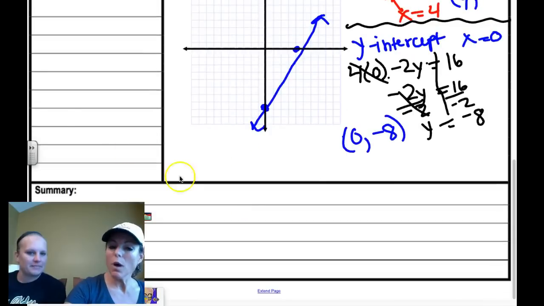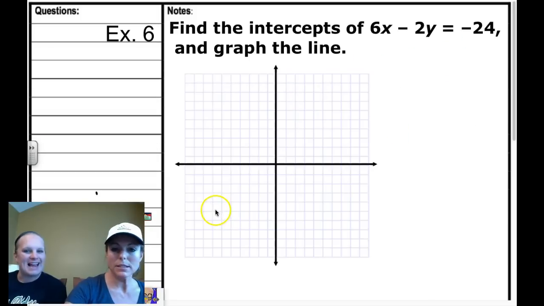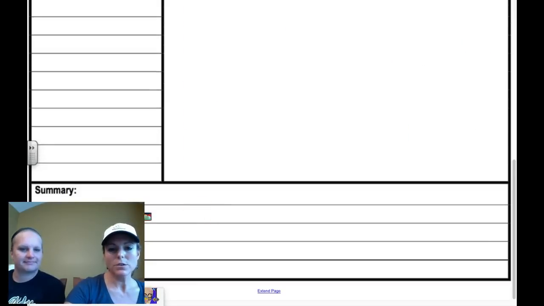Do we want to do example 6? I think we'll just skip it and do it in class. All right. So there's example 6.